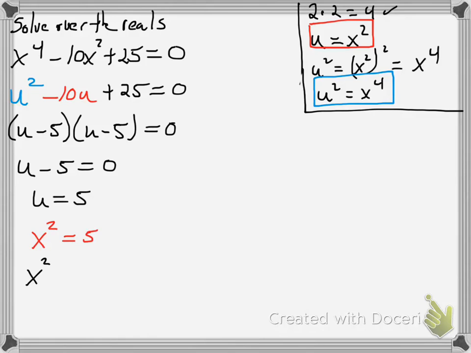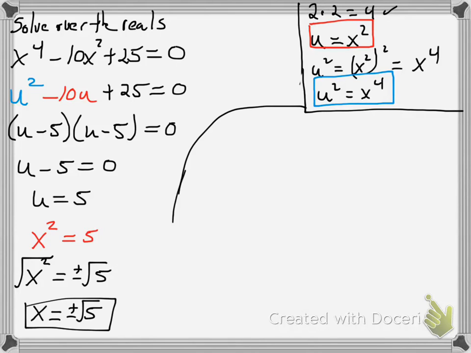x squared. To undo the square, we'll square root both sides. Don't forget your plus and minus. And then we'll go ahead and check it. So just plugging that in.